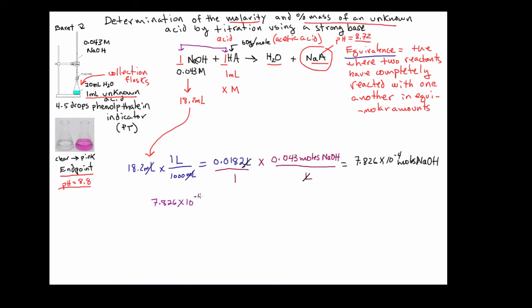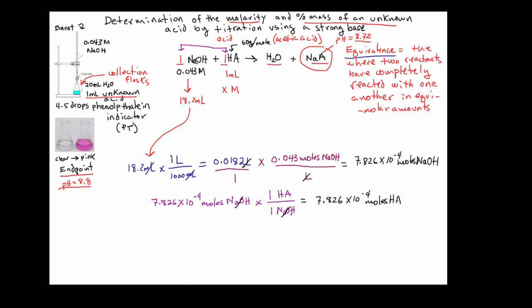I'll go ahead and carry this out longhand just to make sure that you understand. So here's my moles of base. Now we're going to multiply by the ratio from the balanced equation. So for every mole of HA, there's 1 mole of NaOH. All right, and I'll cancel the NaOHs, and so this value is in fact also the moles of the acid. Also moles of HA.